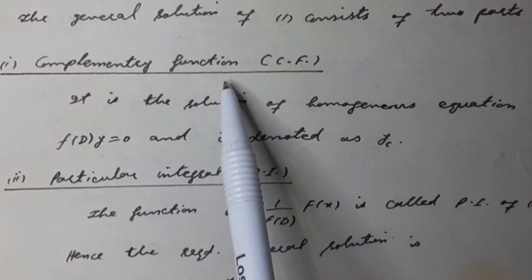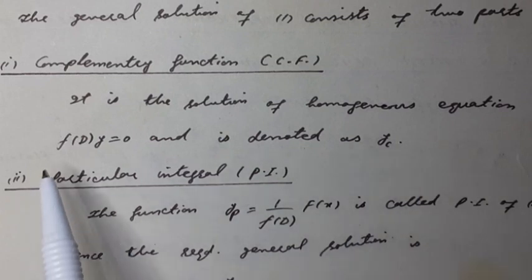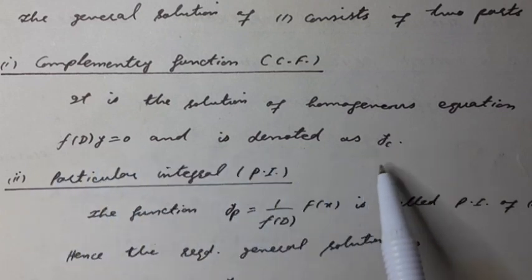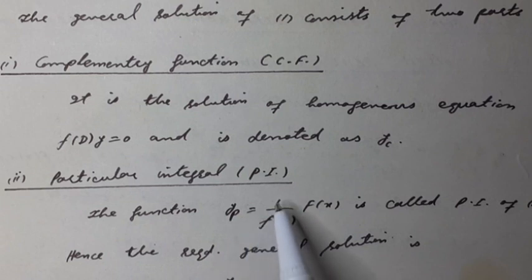Complementary function: it is the solution of the homogeneous equation f(D) y = 0 and is denoted as yc. Second, particular integral: the function yp = (1/f(D)) F(x) is called the particular integral of equation 1. Hence the required general solution is y = yc + yp.